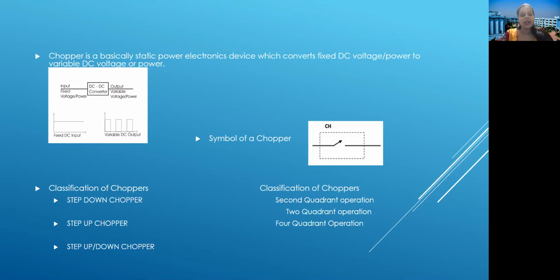So in short, we can tell that chopper is a DC to DC converter, right? In this figure, we can see what a DC to DC converter does. It converts a fixed input voltage to a variable output voltage. Yes, from a fixed input DC voltage, we can get a variable output DC voltage. This is a chopper circuit.